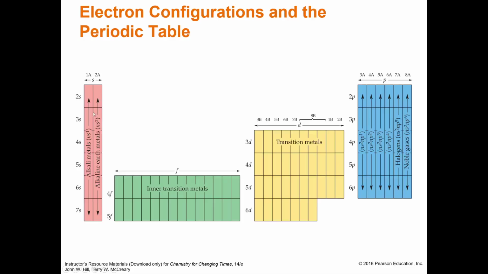And then again, you're going to go across, and you'll hit your P orbitals here. And so you fill in your 3p orbital. And once you have that completely full, you would go down here to your 4th orbital, your 4th energy level, and fill in your 4s orbital.